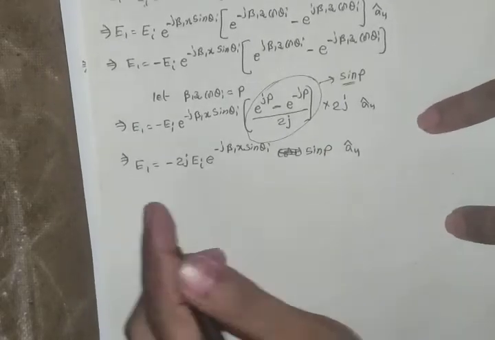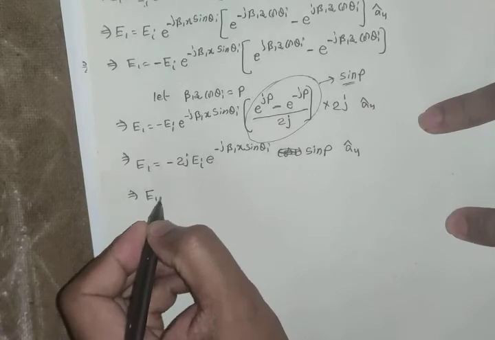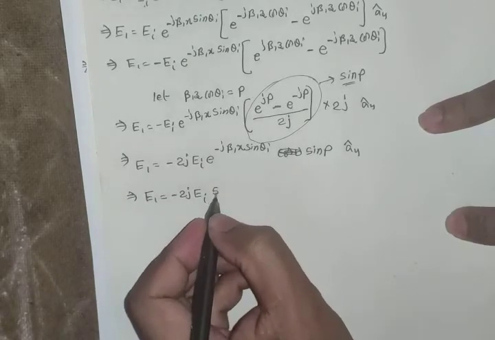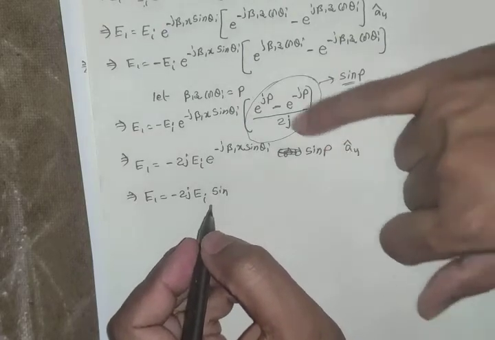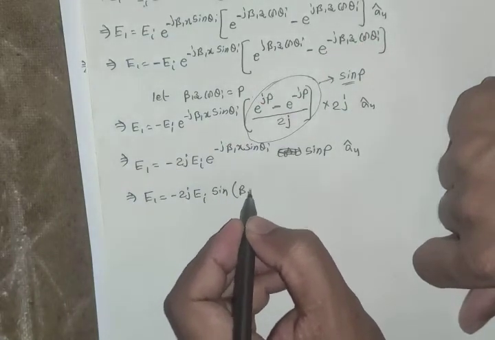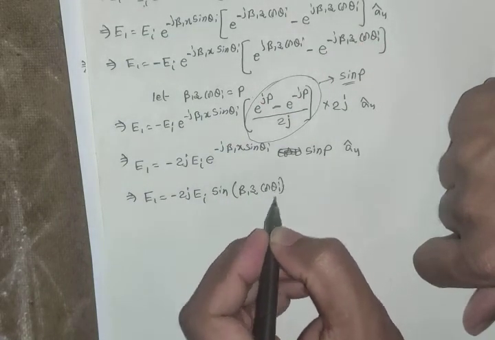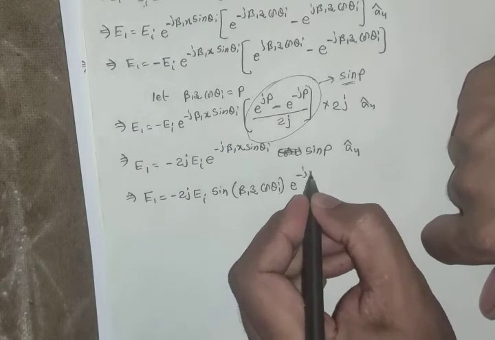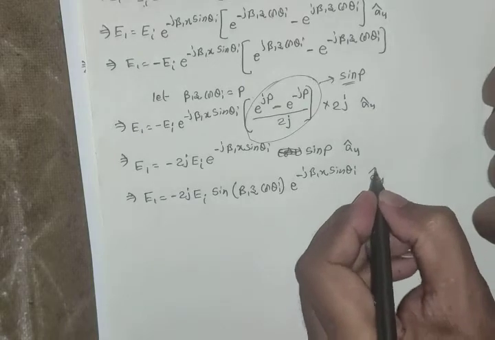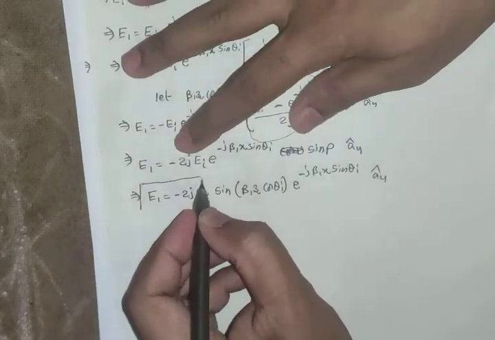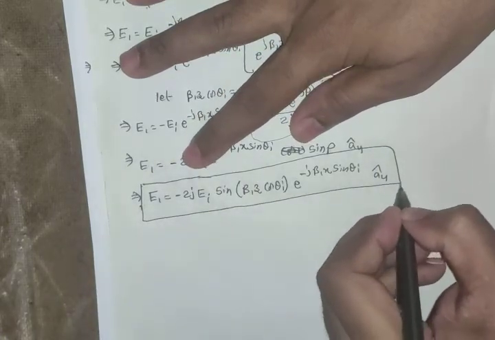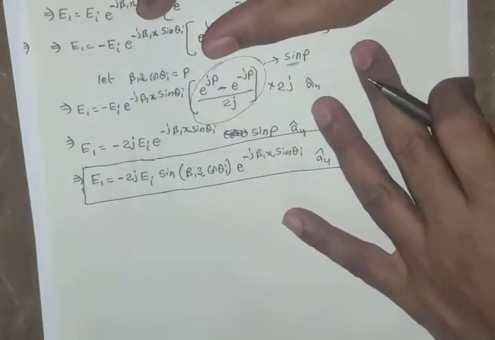Now simplifying this, the total electric field E1 equal to minus 2j Ei into sin, substituting the value of p, since we have assumed p as beta 1z into cos theta I, into e to the power of minus j beta 1x sin theta I, with direction a y cap. So this is the corresponding final equation for the total electric field for medium 1.